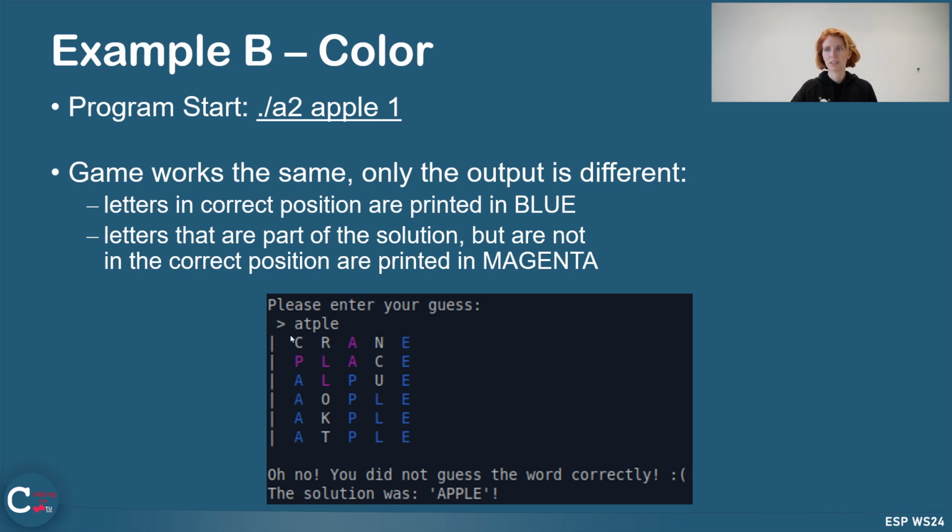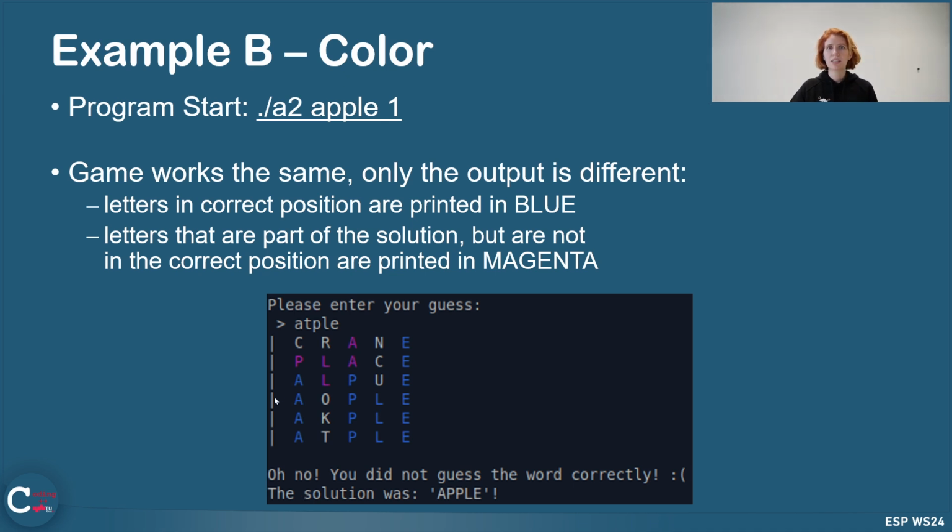So in the console, the colors would then display like this. And here in this example, the user was not guessing very well because these are not words, and used up all the 6 tries and did not find the solution. So then the game was lost. And in the end, the user gets to know the solution.